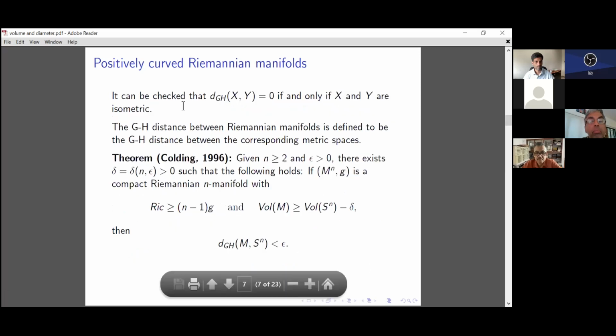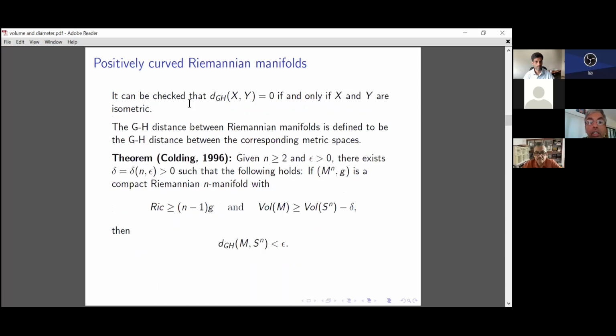Well, back in the general setting, as expected, the Gromov-Hausdorff distance between x and y is 0 if and only if x and y are isometric. And this was all for metric spaces. For Riemannian manifolds, one just takes the Gromov-Hausdorff distance between the corresponding metric spaces. The metric will give rise to distance functions.